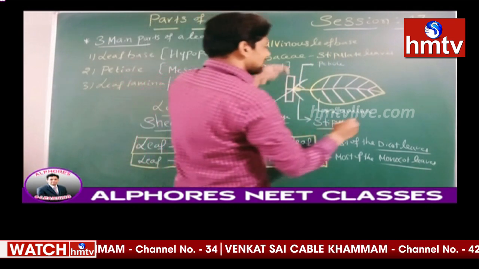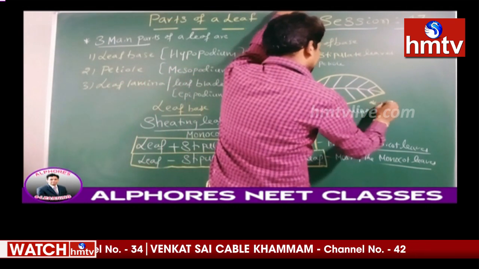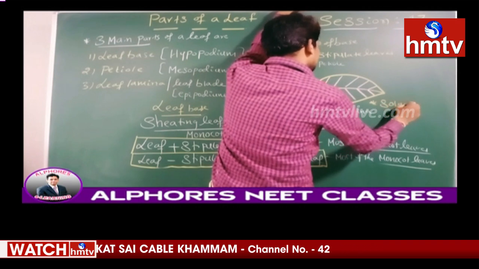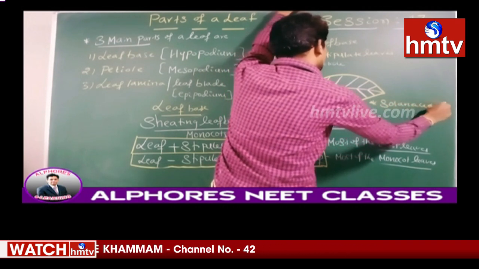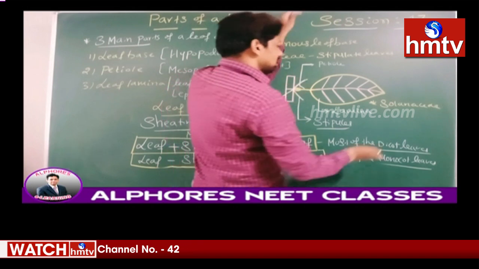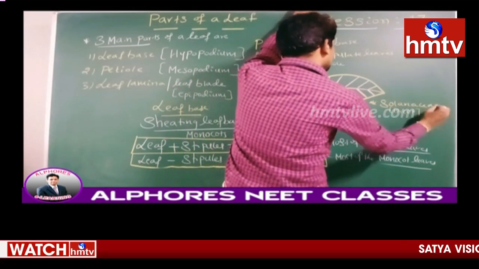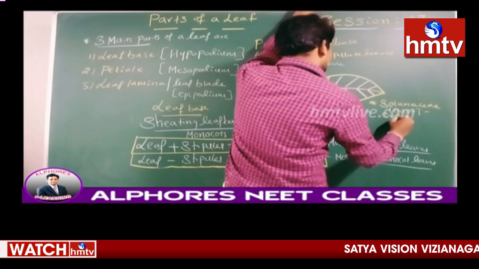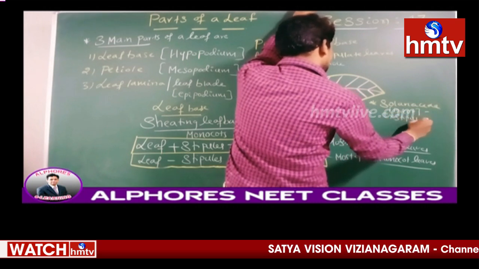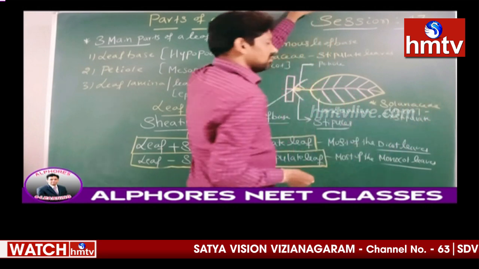Okay. Now you take the Solanaceae family. No doubt Solanaceae is a dicot family. But in the case of the Solanaceae family, leaves are exstipulate. Exstipulate leaves are present.